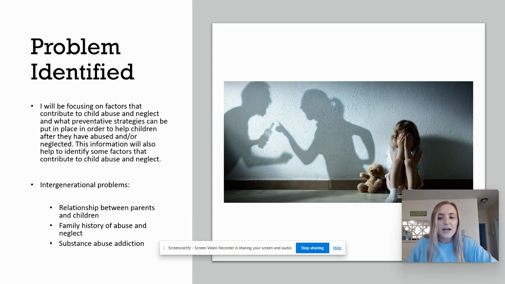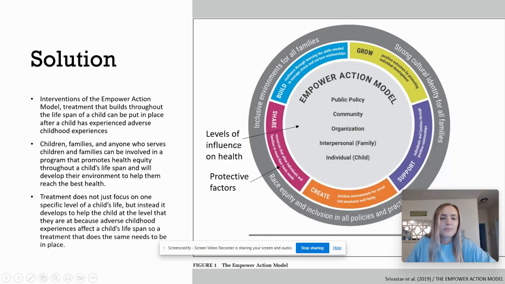So, the problem that I identified is intergenerational problems, which includes the relationship between parents and children, family history of abuse and neglect, and substance abuse addiction. The solution that I found is the Empower Action Model.